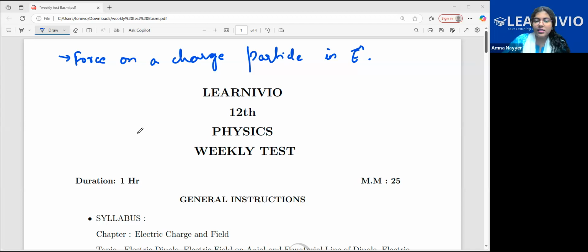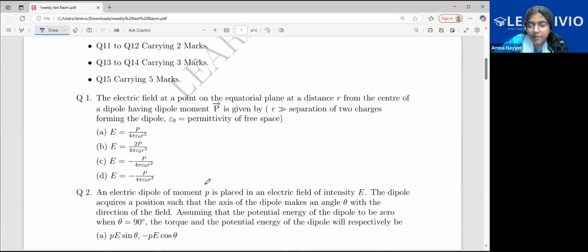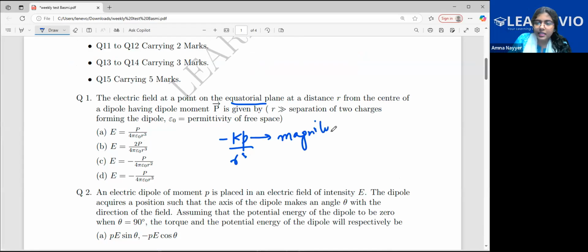So see, the first question, Basmi, remember when a vector is given, when you have the vector quantity present, then you will not include the signs. It is saying electric dipole due to equatorial plane. We write it as minus Kp by r cube. Understood. But that time, this is the magnitude. Correct? This time, if in the question it is saying dipole vector P, it means it is mentioning the vector over here. So when vector is there, you need not mention the sign, right?